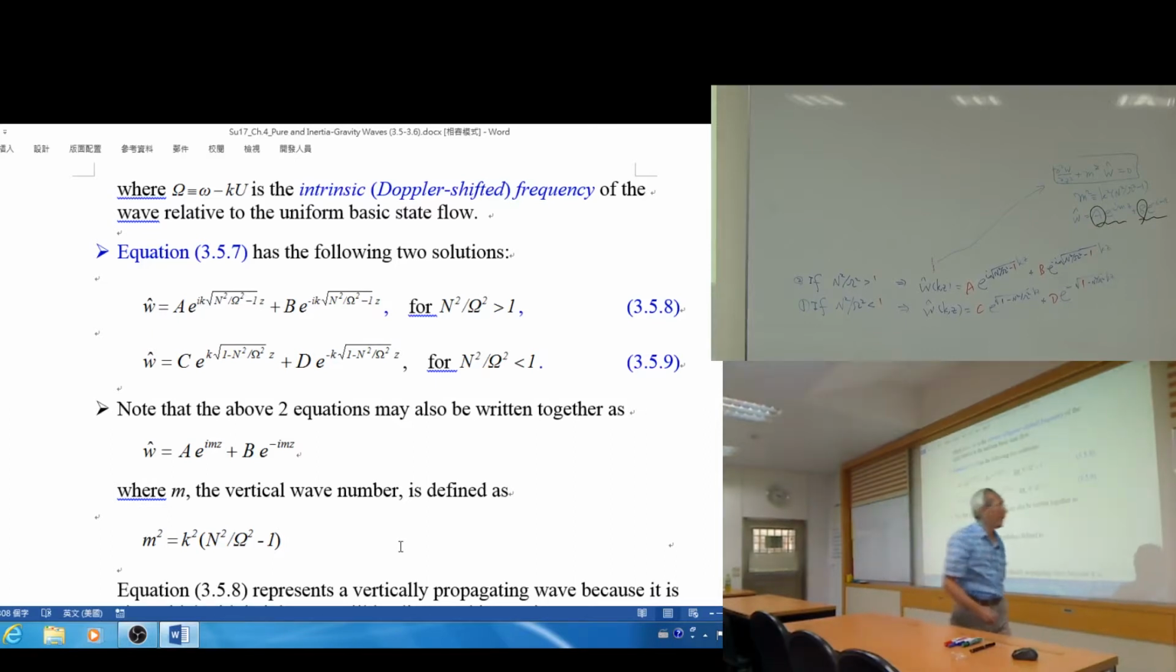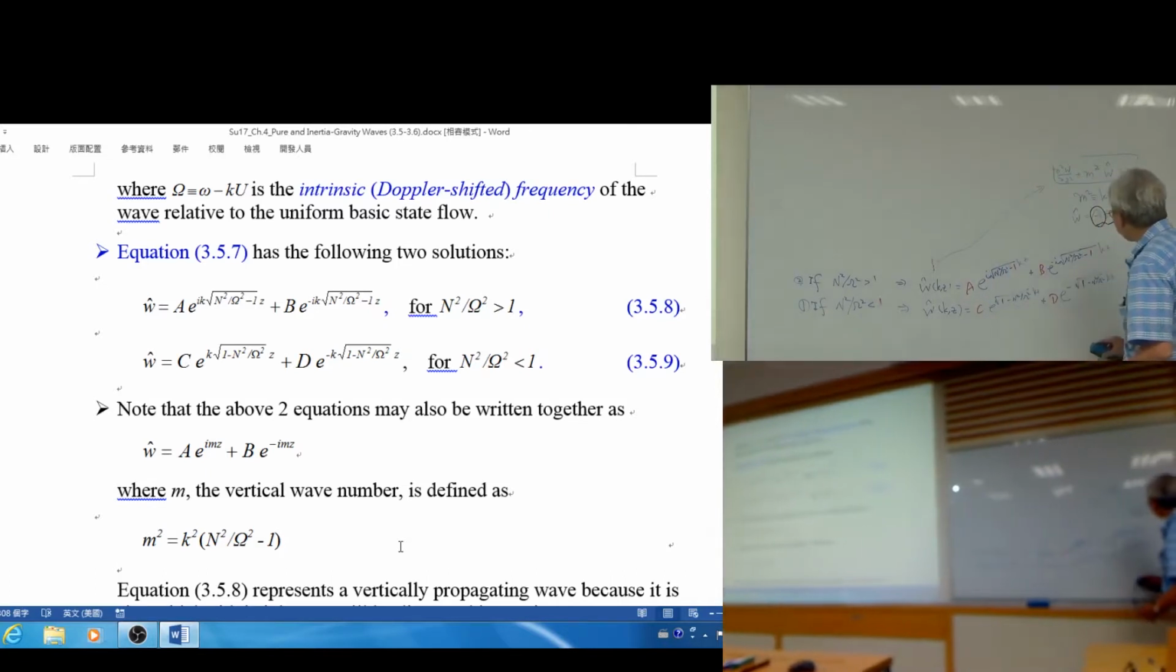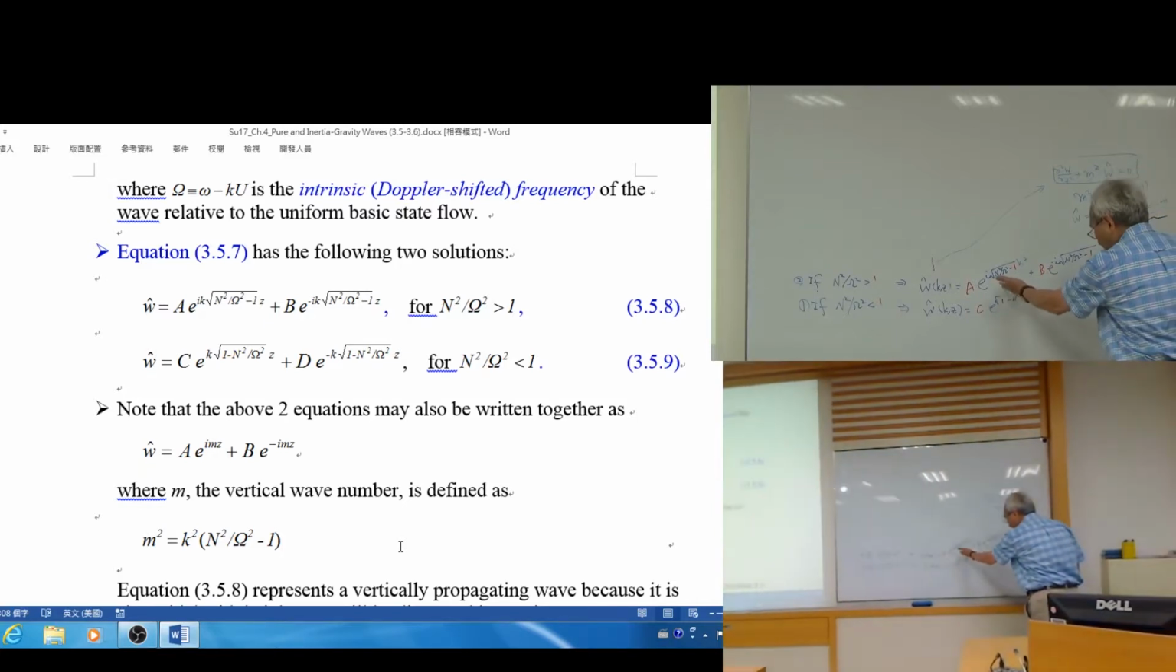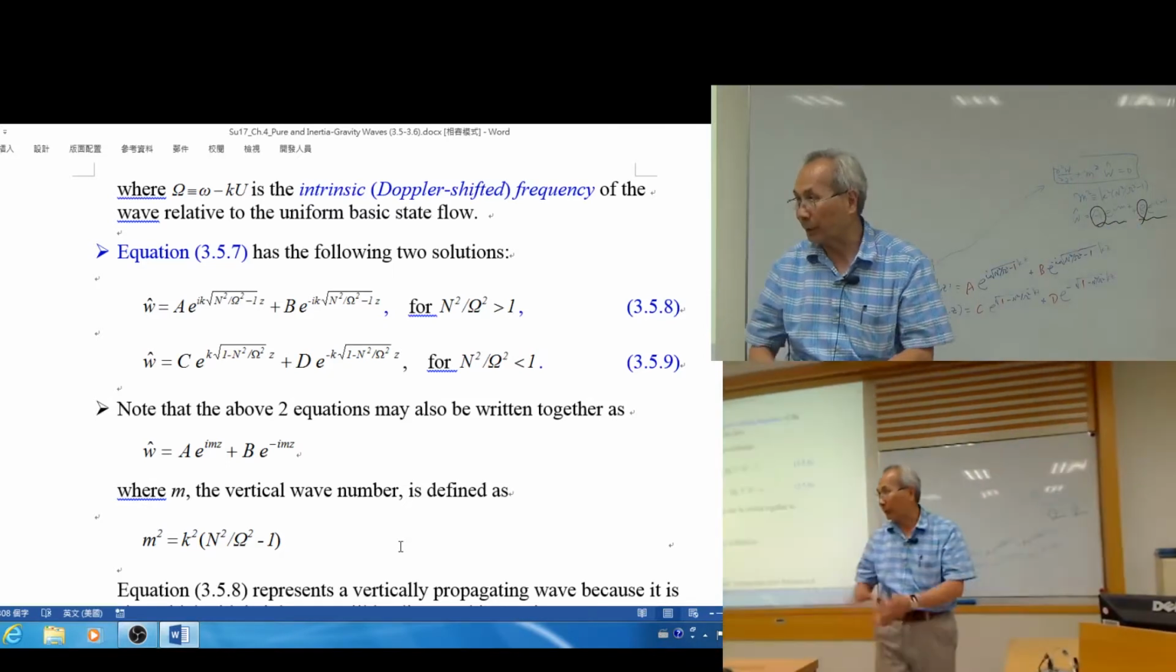In order to have a complete solution, we have to know the lower and upper boundary conditions. And also this term, we'll come back to that problem when we discuss the second case. So now let's look at it, so you don't get confused.